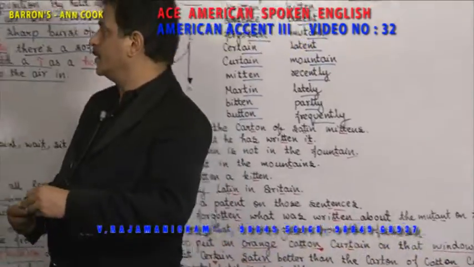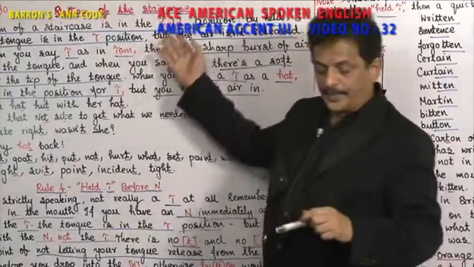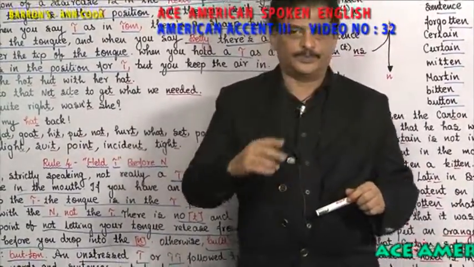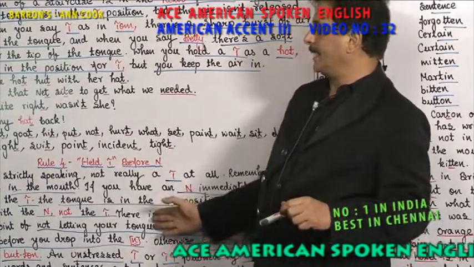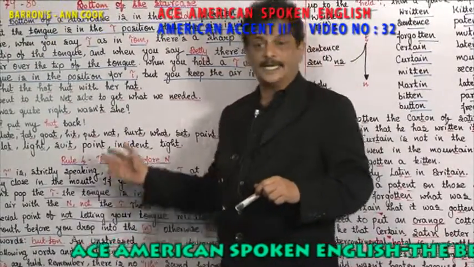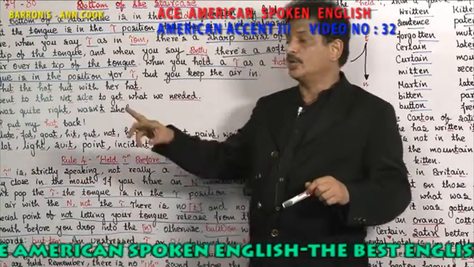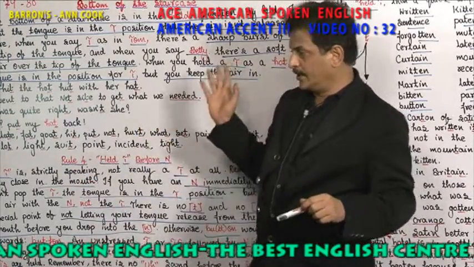So here, what do you understand? T at the end of the word is held. It is not released. Number one, here after T, N comes after certain letters. You are jumping from T to N. Are you clear about it?